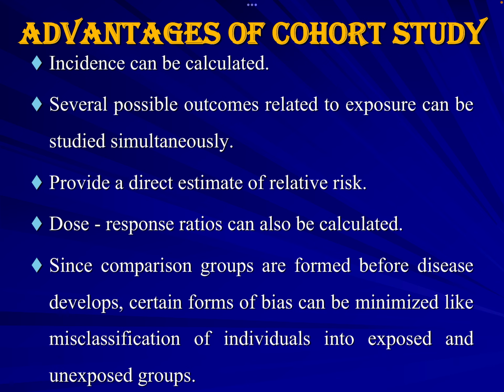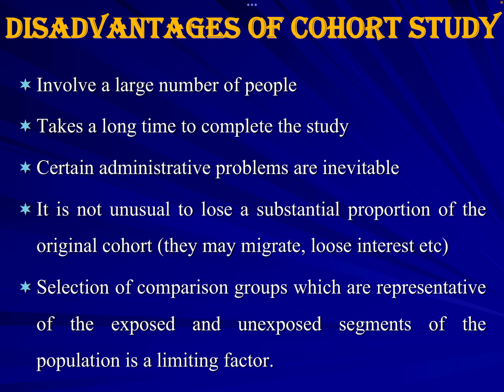Coming to the advantages of cohort study, incidence can be calculated. Several possible outcomes related to exposure can be studied simultaneously. It provides a direct estimate of relative risk. Dose-response ratios can be calculated. And since comparison groups are formed before the disease develops, certain forms of bias can be minimized, like misclassification of individuals into exposed or unexposed groups.